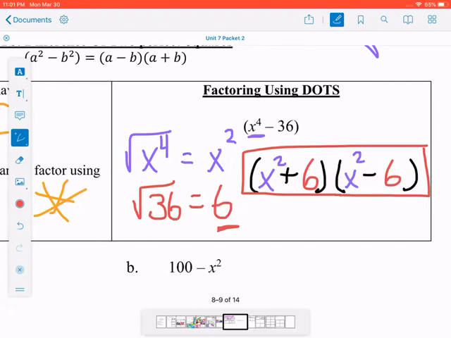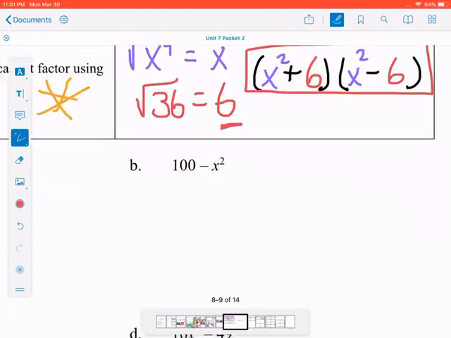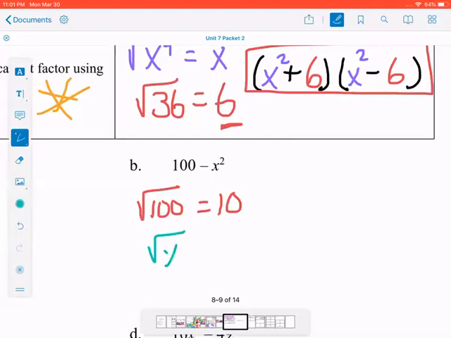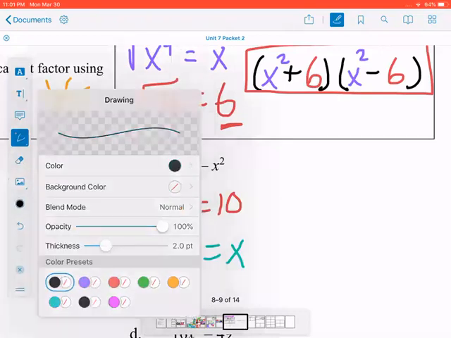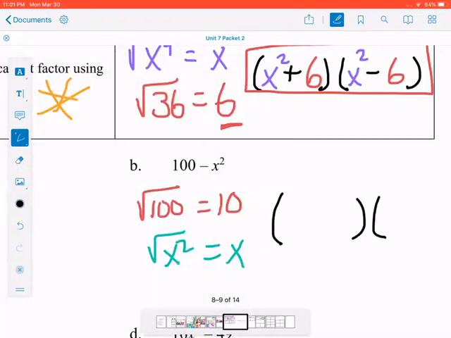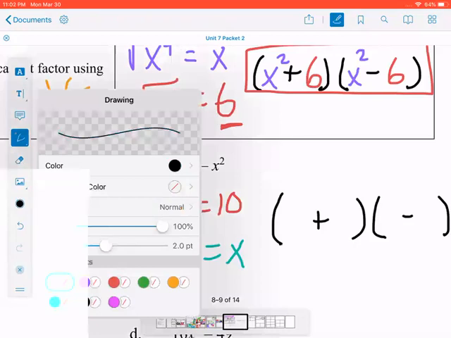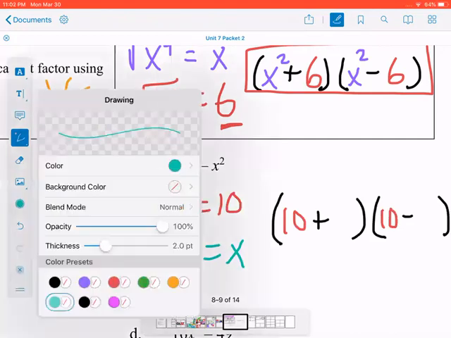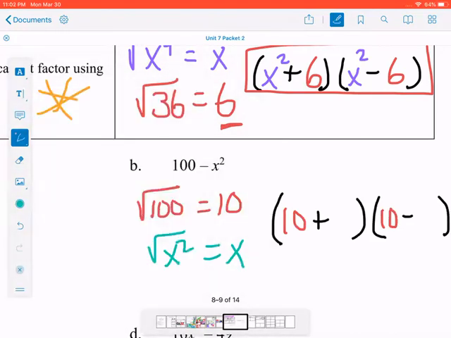I will show you b. The square root of 100 is 10. So again, the square root of your first term is 10. The square root of our second term is just x. You set up two sets of parentheses. One gets a plus, one gets a minus. In front goes the 10 because the 100 came first. In the back goes the x because x squared came second. That's your final answer.